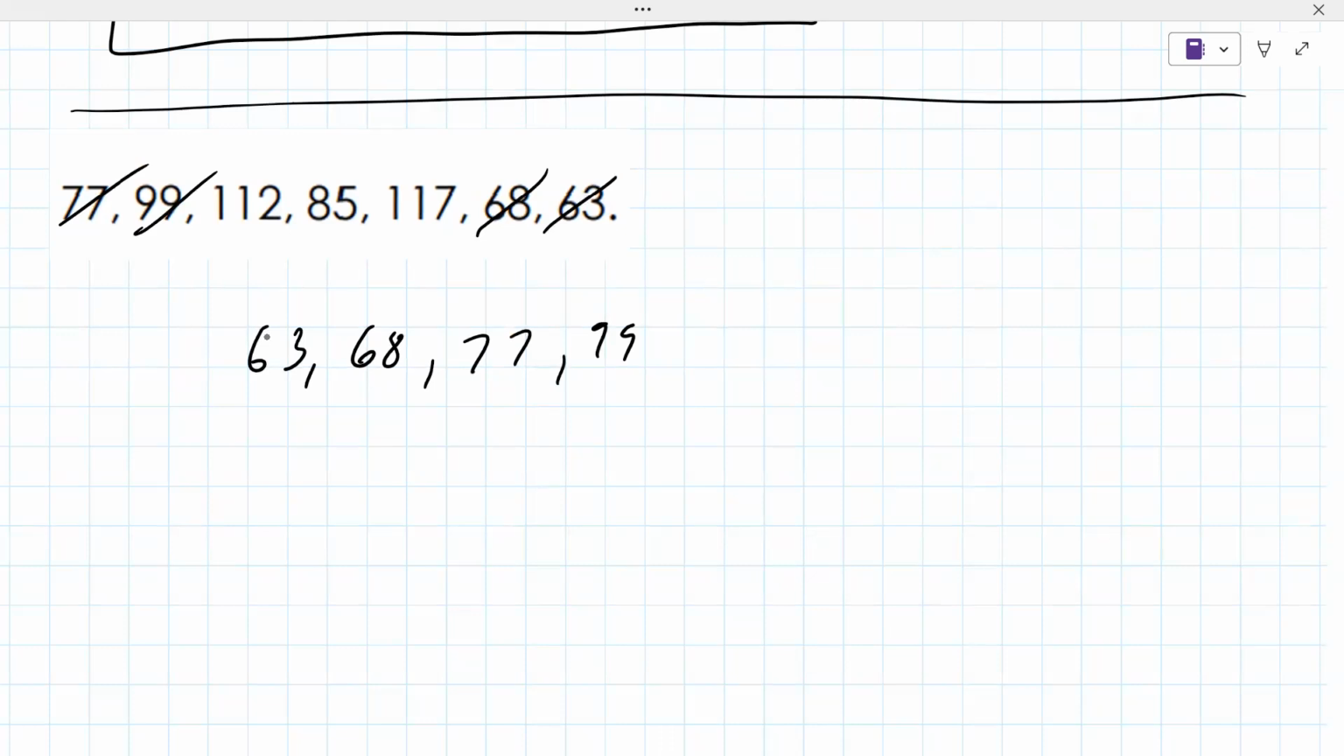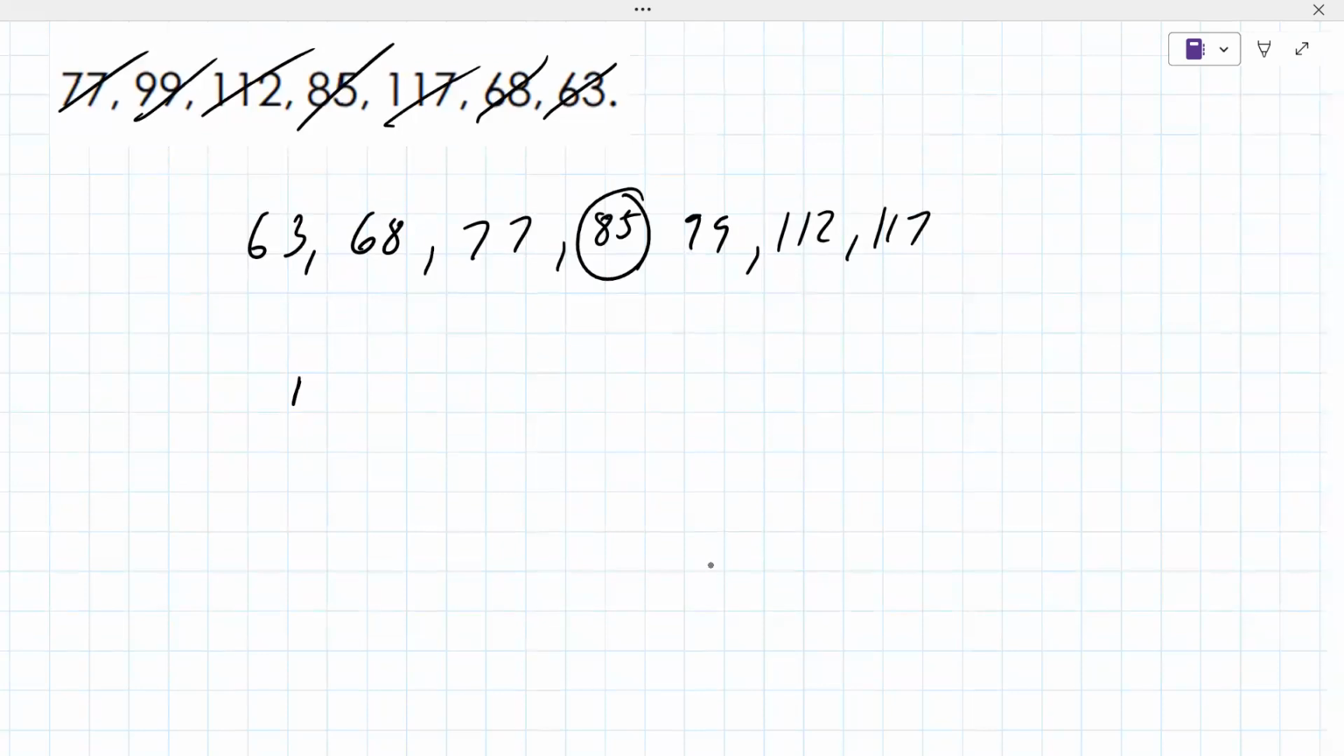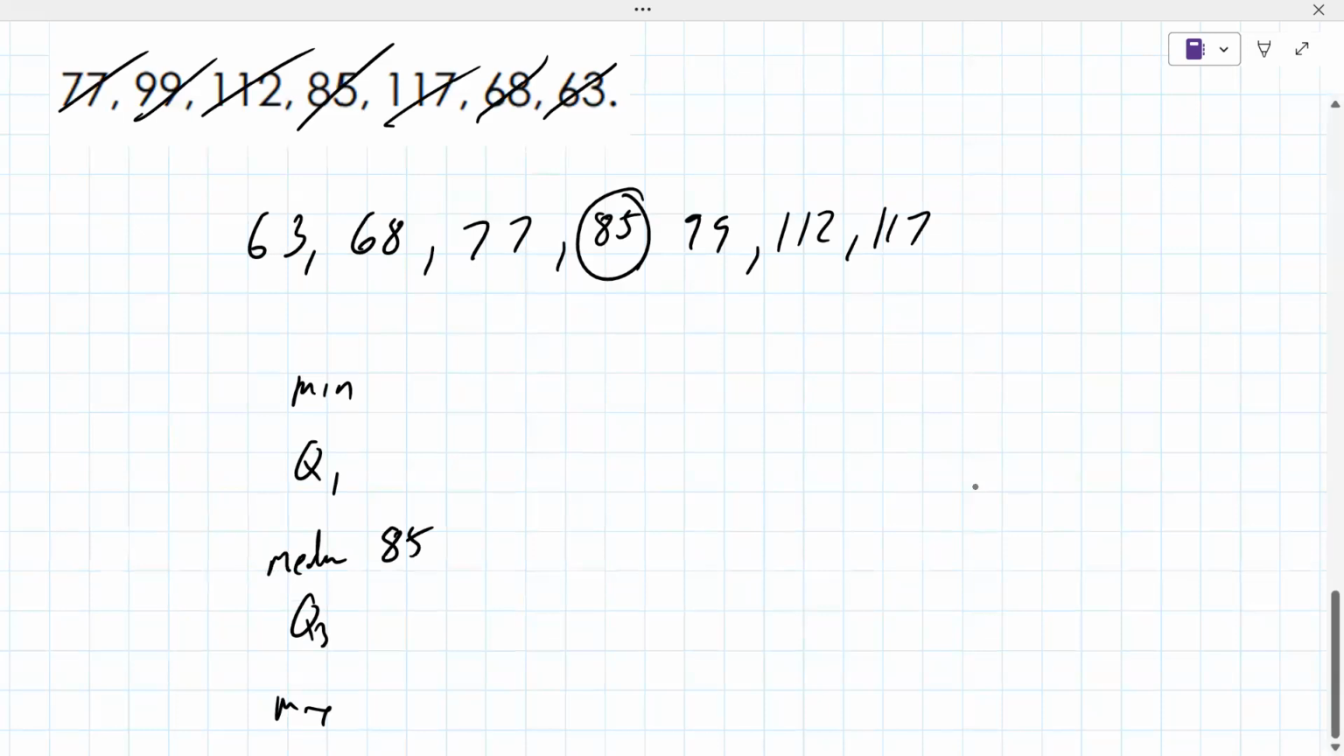What about the 85? Maybe you said that. I missed it. Yeah, 85, 99, 112, 117. Okay, so notice there's an odd number of numbers this time. So I want to make sure we cover this. This time, the median is the middle number. Okay, the median is 85.